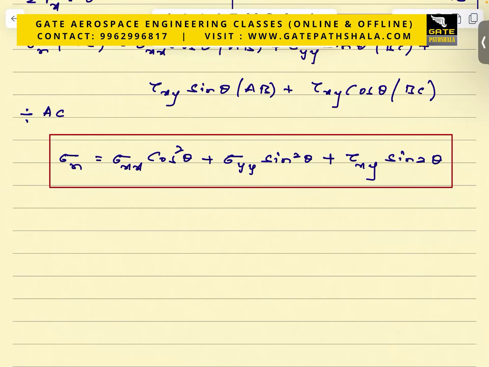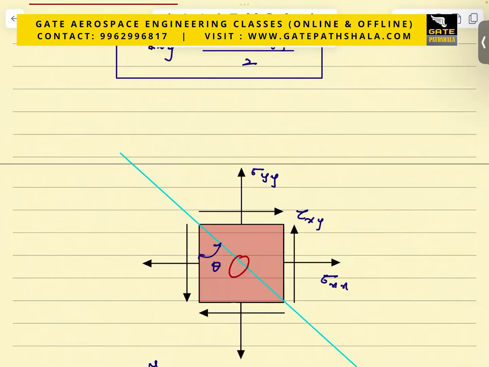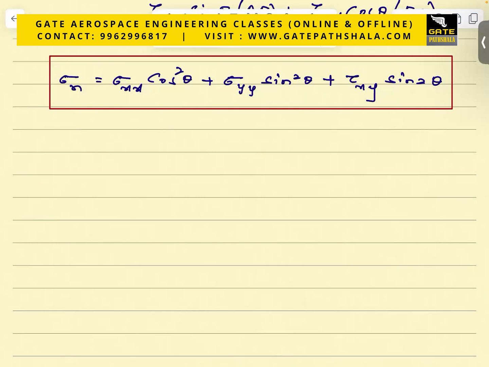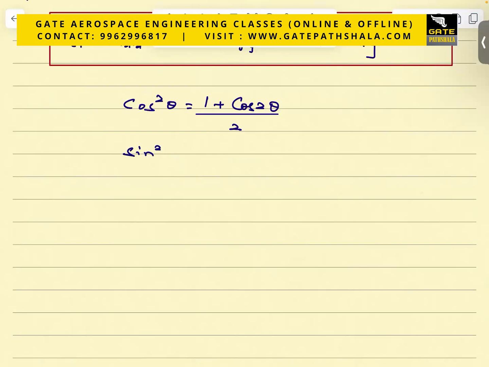Okay, now you are able to get the normal stress on this plane. Agree? So now I am going to shorten this a bit to get a more modified version of that formula. I'll use a little bit of trigonometry. Cos squared theta can be written as (1 plus cos 2 theta) by 2. And similarly, sin squared theta can be written as (1 minus cos 2 theta) by 2.